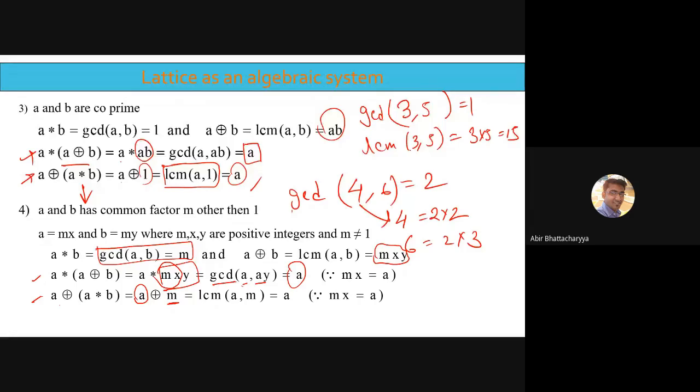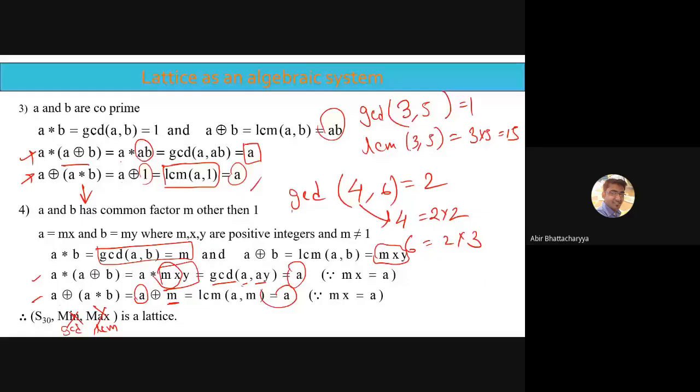Now you may ask me, what is the LCM of A comma m? m is the common factor between A and B. So m obviously divides A. Whenever m divides A, the LCM is A. So finally we get A. In any case, we always get A, and that's why the absorption law holds true, with minimum being the GCD and maximum being the LCM.